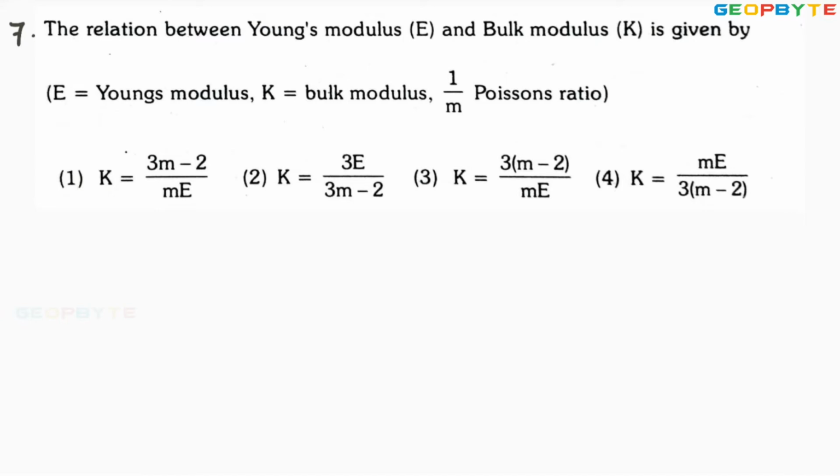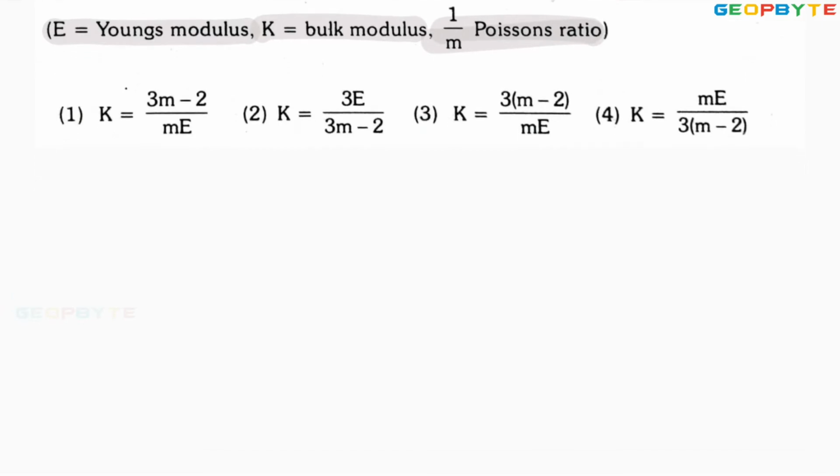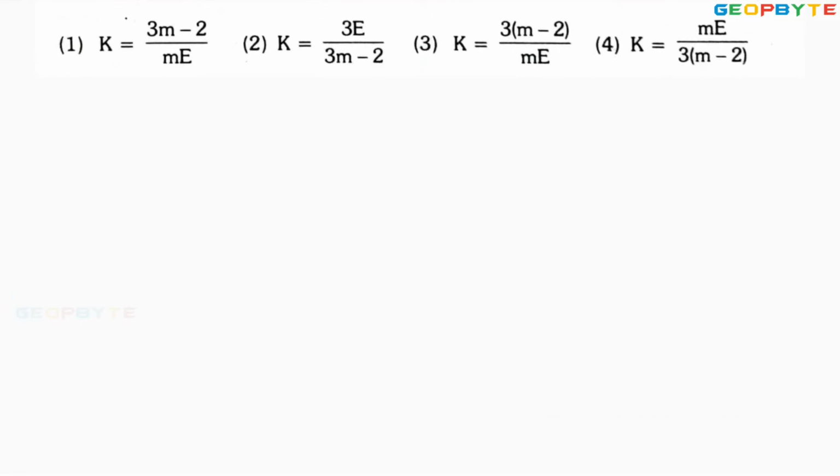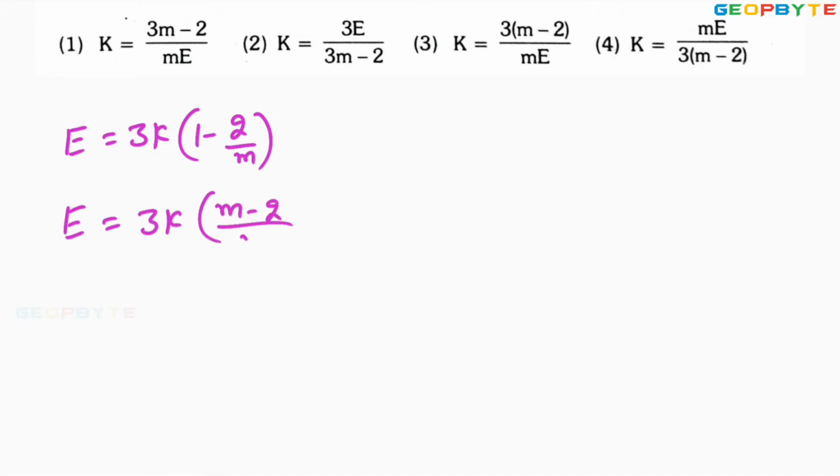Look at the 7th problem. The relation between Young's modulus E and bulk modulus K is given by, where E is Young's modulus, K is the bulk modulus, and 1 by m is the Poisson's ratio. As we know, dear friends, the Young's modulus E equals 3K into 1 minus 2 by m. This is the relation between the Young's modulus and bulk modulus. It can also be written as E equals 3K into m minus 2 by m.